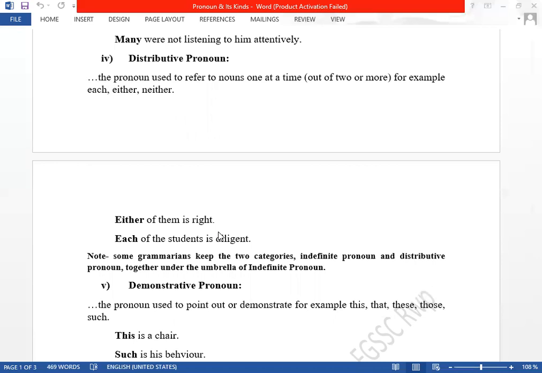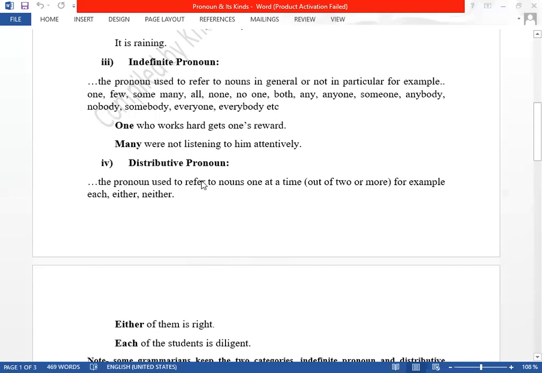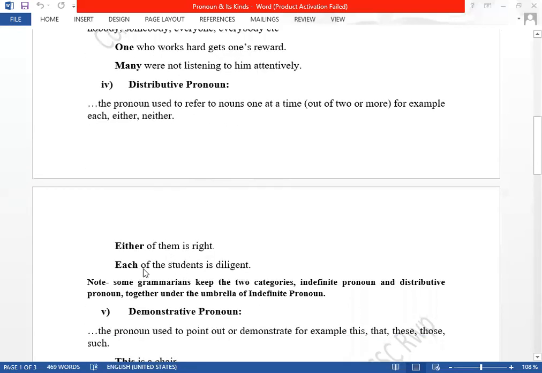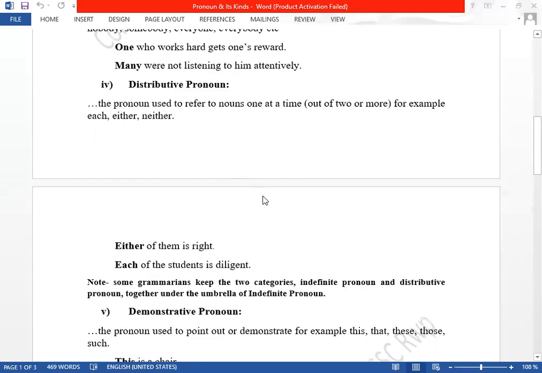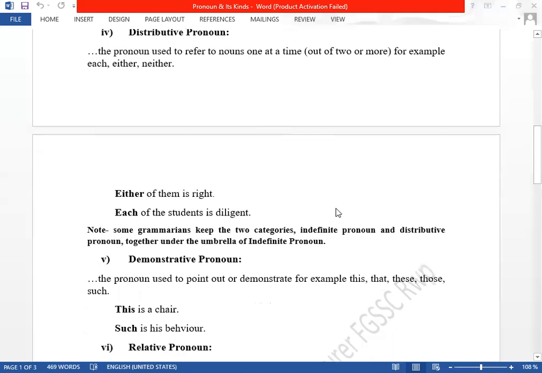Either is used for two, each can be used out of more than two persons, two things. But if this sentence comes in the examination and there is no option of distributive pronoun in the choices, then you should understand that it must fall under the category of indefinite pronoun, as some grammarians put both of these two in indefinite pronoun.